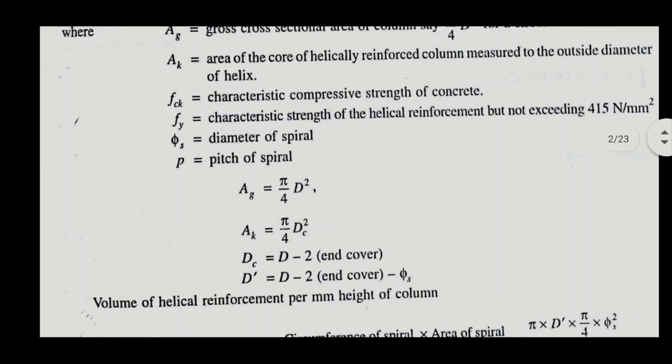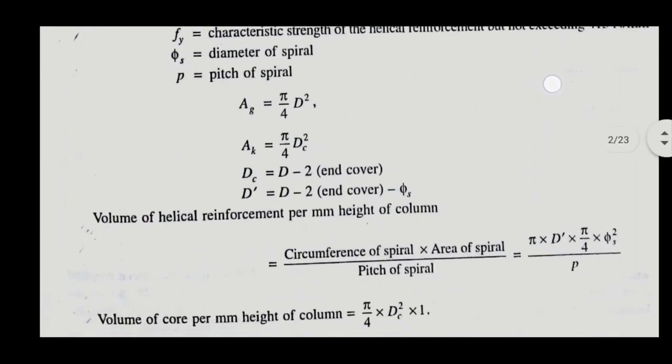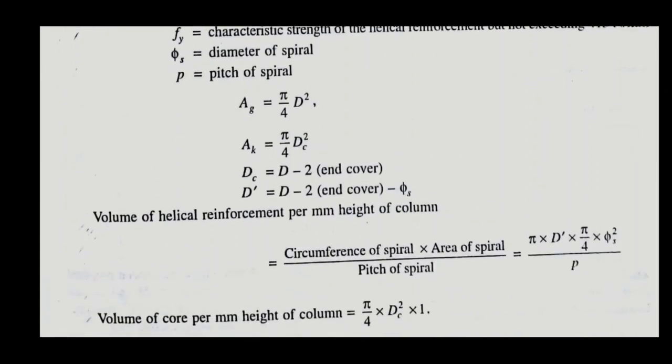Volume of helical reinforcement per mm height of column is equal to circumference of spiral into area of spiral by pitch of spiral. So that is equal to pi into D dashed into pi by 4 into phi square by p. Circumference of spiral is pi into D dashed and area of spiral is pi by 4 into phi square, and pitch is p. Volume of core per mm height of column is pi by 4 into Dc square into 1.